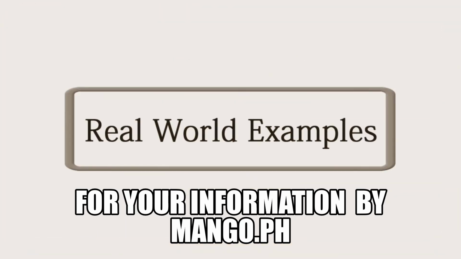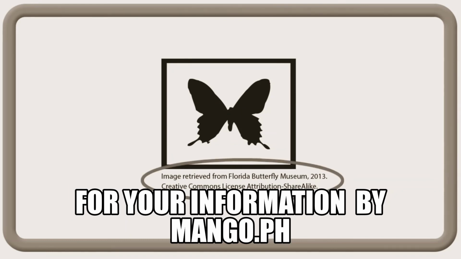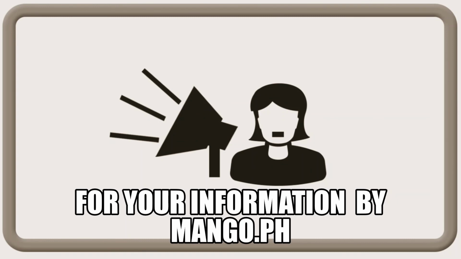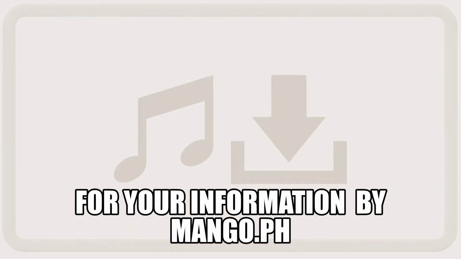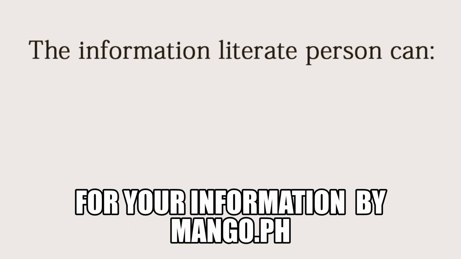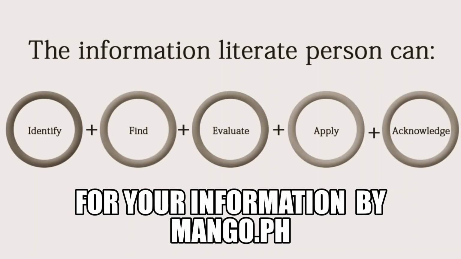Outside of the college or university, you will give attribution or credit to a reposted image on your website, recognize the limits and protections of free speech and censorship, and know how to download legally purchased music. In summary, the information literate person can identify, find, evaluate, apply, and acknowledge information.